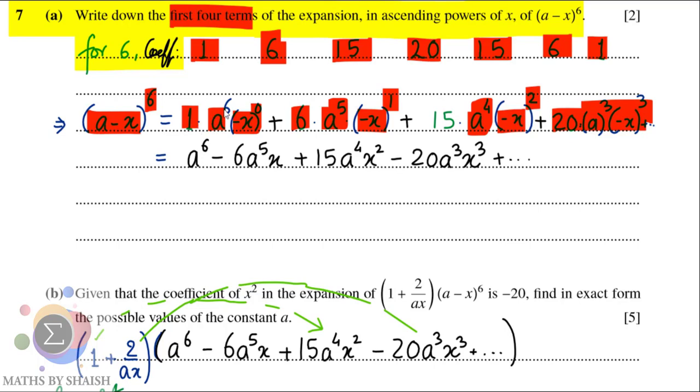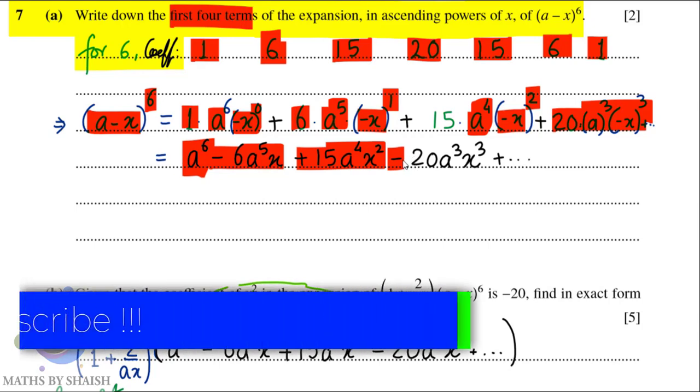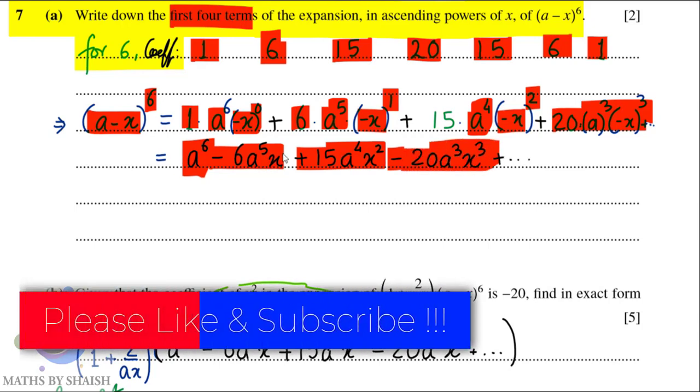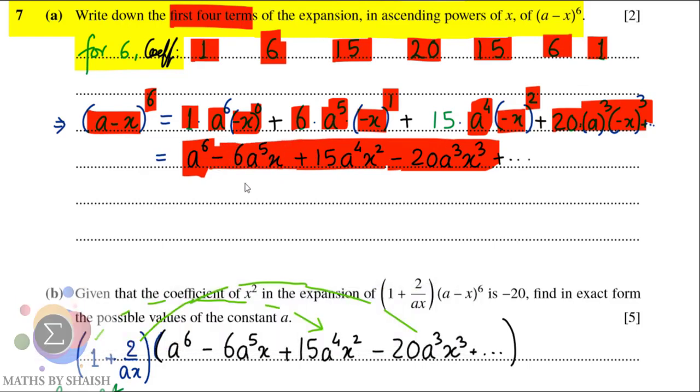So if you simplify, it is a to the power 6 only, minus x to the power 0 is 1, and 6 into a to the power 5 as it is, minus x to the power 1 becomes minus 6 a to the power 5. Similarly here it is 15 a to the power 4 x square, and here minus x cube means it will give minus. So we got minus 20 a cube x cube and so on. So we have the first 4 terms of the expansion in ascending powers of x.